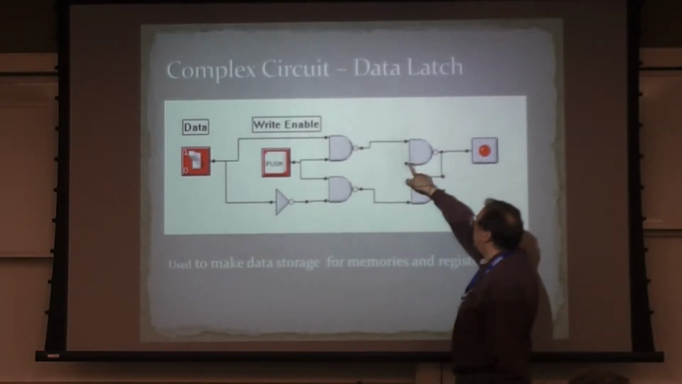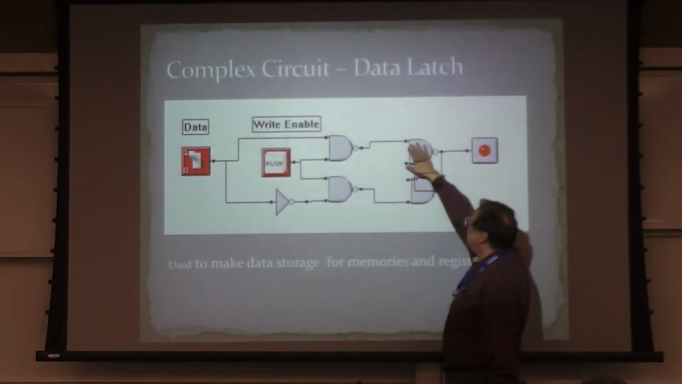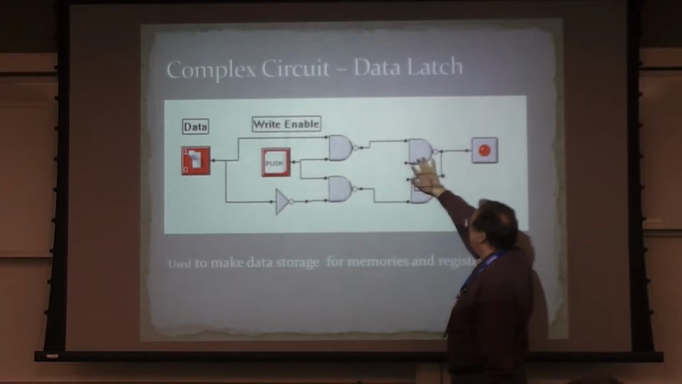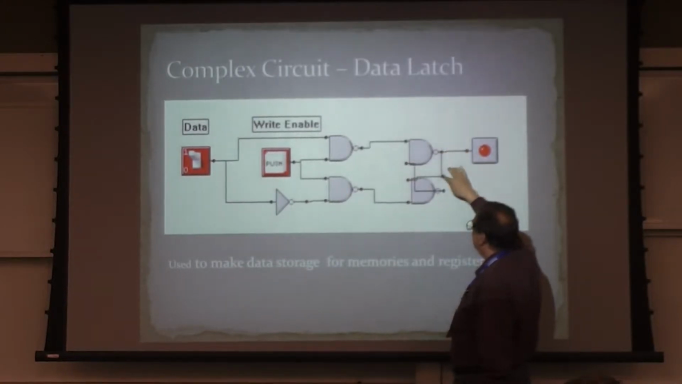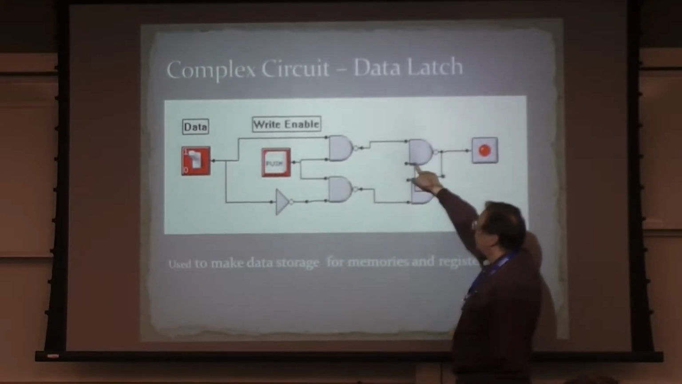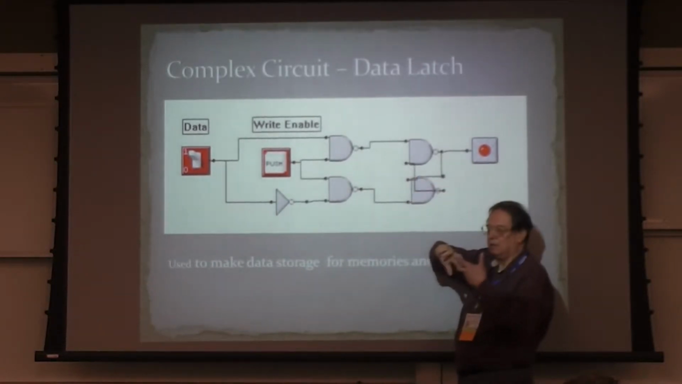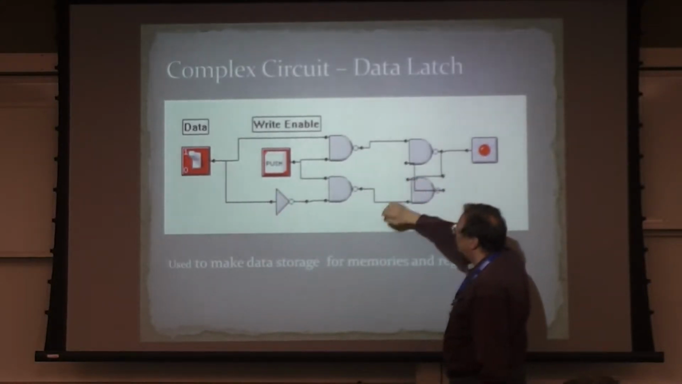What this says, if a 1 comes in here, and if this is a 1 over here too, then a 0 comes out. 0 goes in here, then a 1 wants to come out, and we put that back in here. So it feeds back to itself, and it latches the data. Okay, so that's called a data latch.